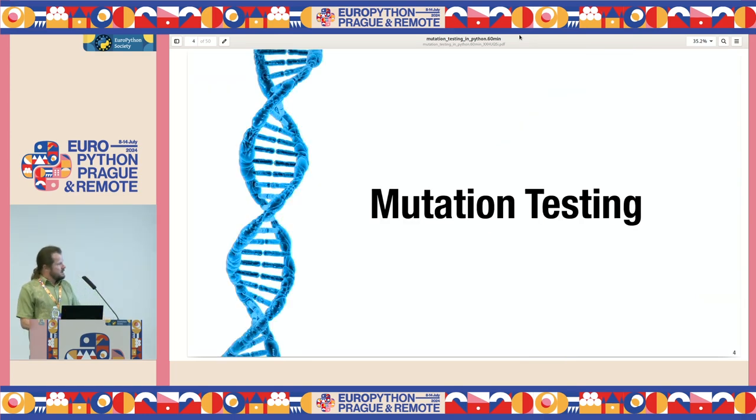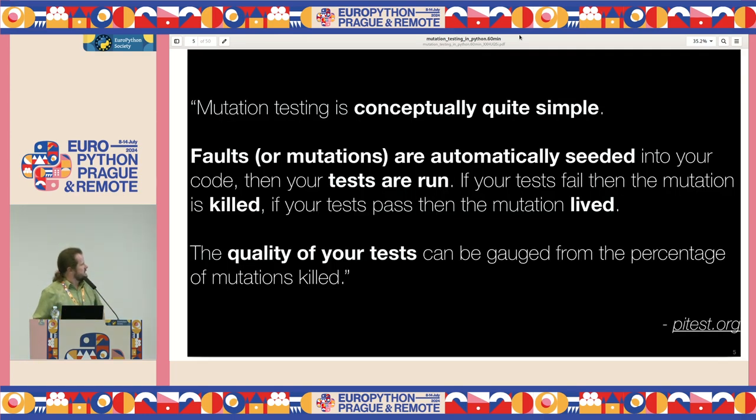So mutation testing, what is it? This is from PIT. PIT is the gold standard for mutation testing tools that I'm aware of. It's for Java. It's really good, widely used, better than Cosmic Ray, but it probably has a lot of people writing code for it, not just me.